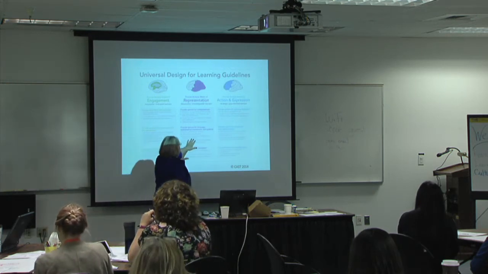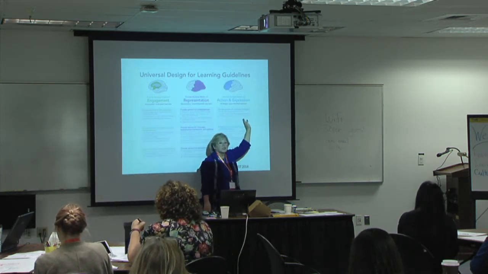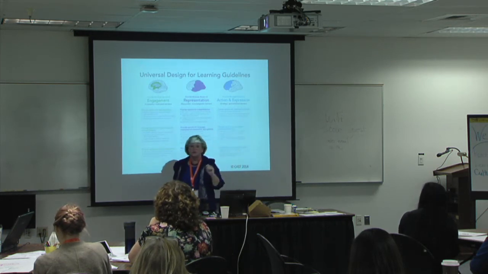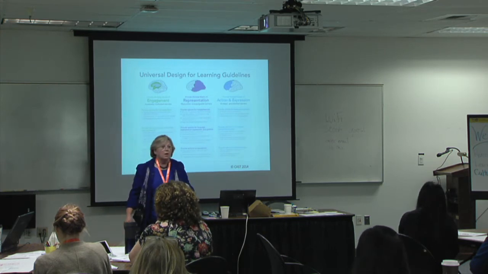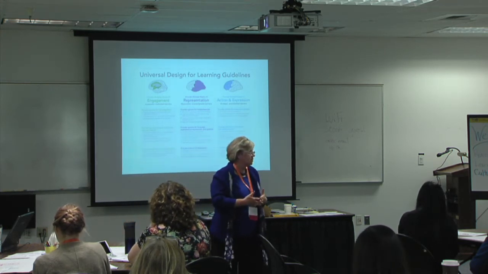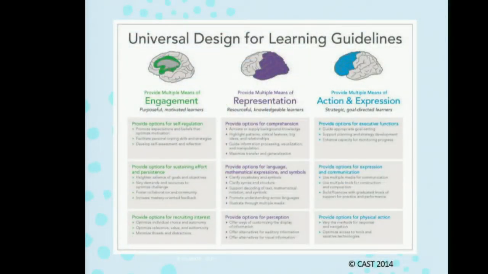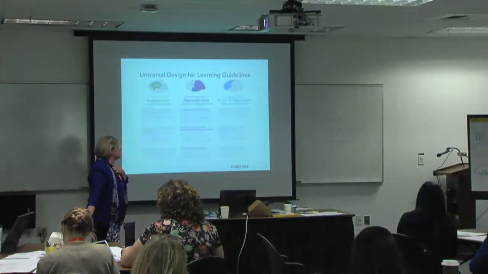At the top over here, under action and expression, providing options for executive functions. Those functions in the brain that have to do with working memory and strategic planning. Not building buildings, strategic planning, or city planning, but planning learning. The whole purpose of universal design for learning is to create what we call expert learners. And anybody can be an expert learner. Doesn't matter how you might score on an IQ test. Has nothing to do with it.